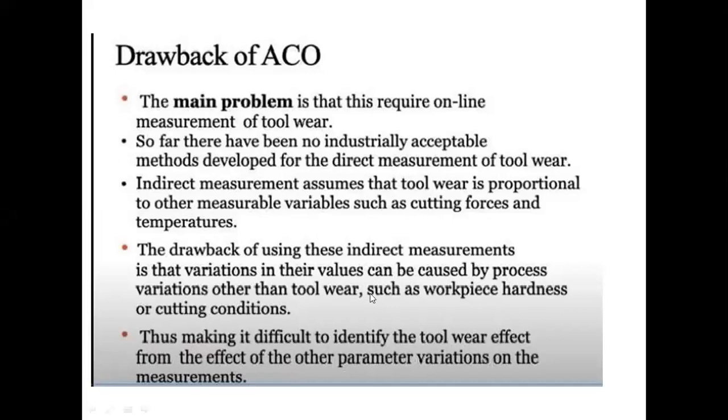So right here, you see, it can be caused by process variations other than tool wear, such as workpiece hardness or cutting conditions, for example. So it makes it difficult to identify the tool wear effect, which is very important when calculating the performance index, right? From the effect of the other parameter variations on the measurements. So because of that limitation, the tool wear ACO system is not predominant in the industry. ACC, adaptive control with constraints, is used quite often.